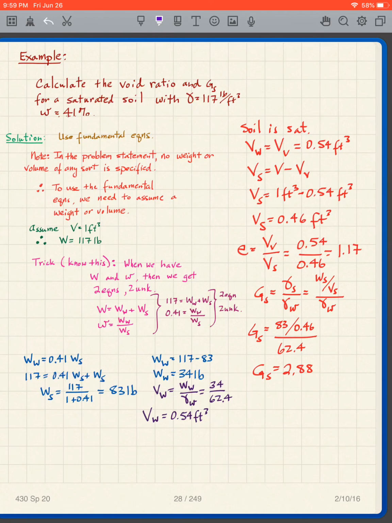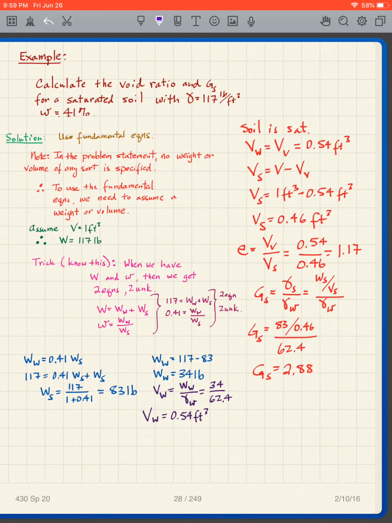Again, if I know the weight of the water, I know the volume of the water. Why? Because I know the density of the water. So the volume of the water is the weight over the density. So now I have the volume of the water. So again, I'm just trying to get weights and volumes. So I'm doing pretty well. I've got the weight of the solids, the weight of the water, the volume of the water. And now what else can I get?